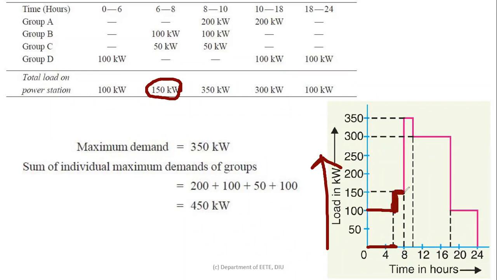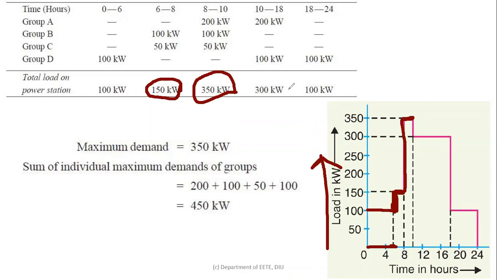Then it will be 350 kilowatt from 8 to 10. From 8 to 10, sorry, not 150, this is 350 kilowatt. So this is 8, this is 10, this will be 350 kilowatt, and join with the previous diagram. Sorry for my bad drawing. So from 8 to 10, we get 350 kilowatt.